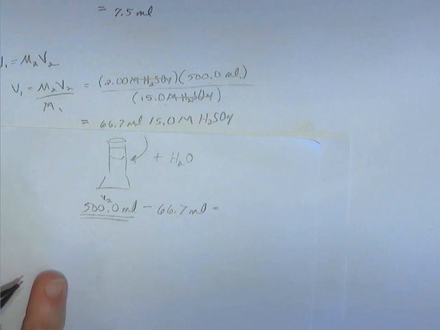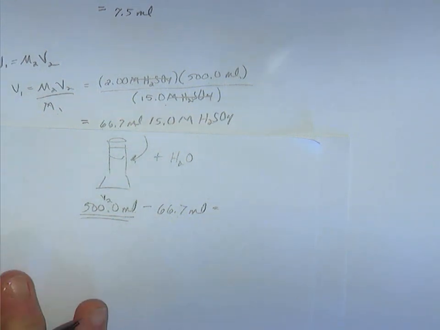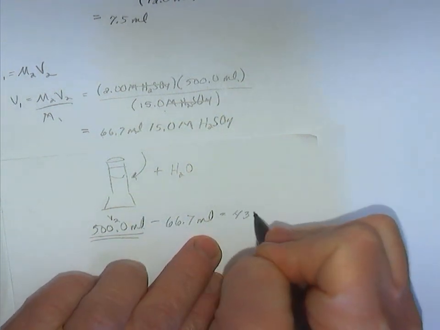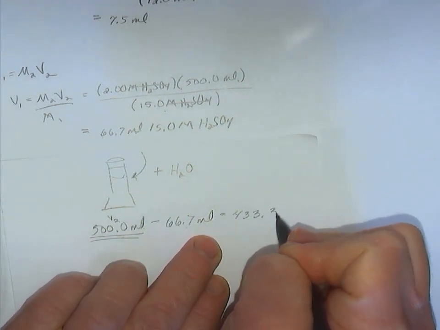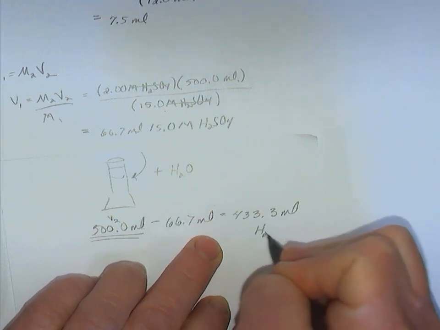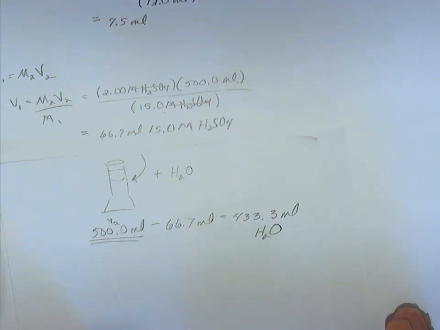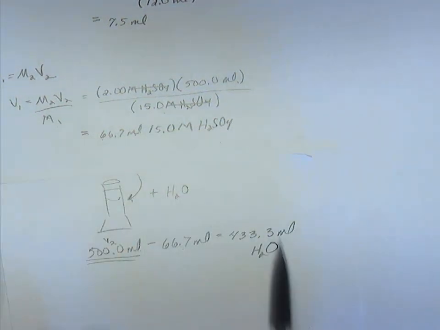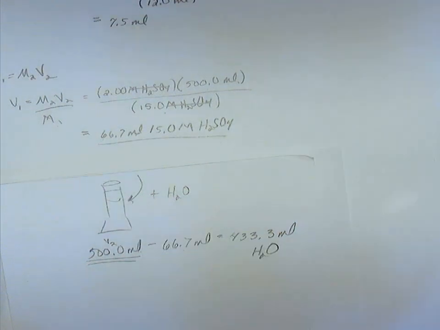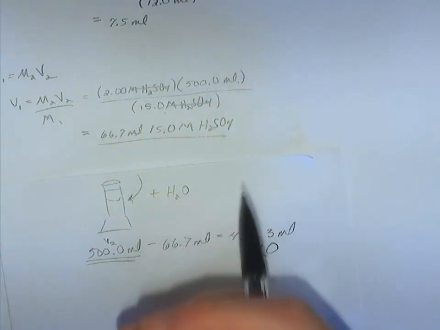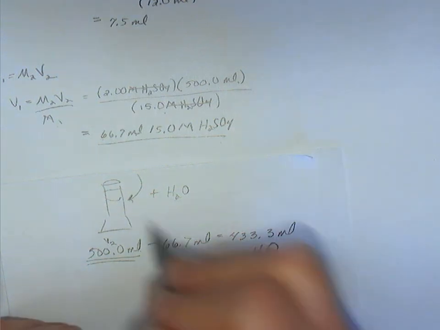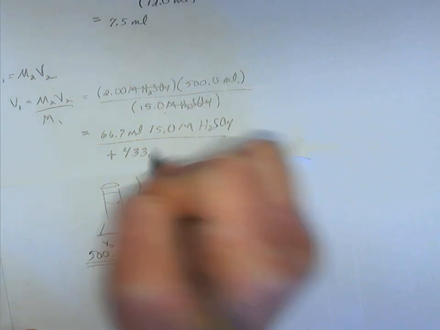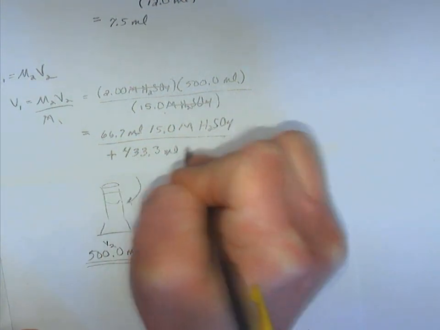So, being careful with sig figs, we can report to the tenth, and we're going to have to add 433.3 milliliters of water. So you may be asked, how would you make this? What is the recipe? According to the way problem 1 was worded, this is our answer. But if you were asked how would you make it, what is the recipe, you would write that you would add 433.3 milliliters of water.